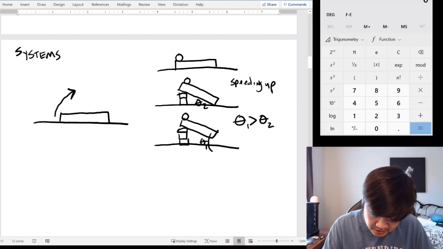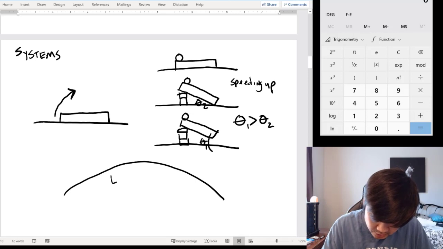Now, there's one thing that we haven't drawn, and I'm going to say the Earth.